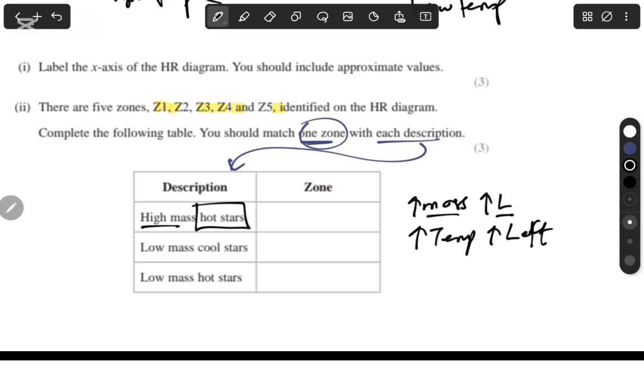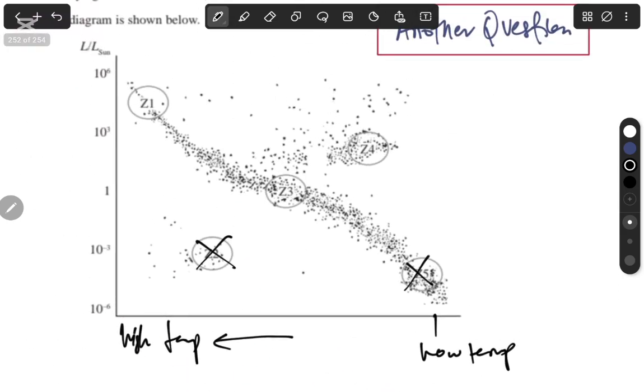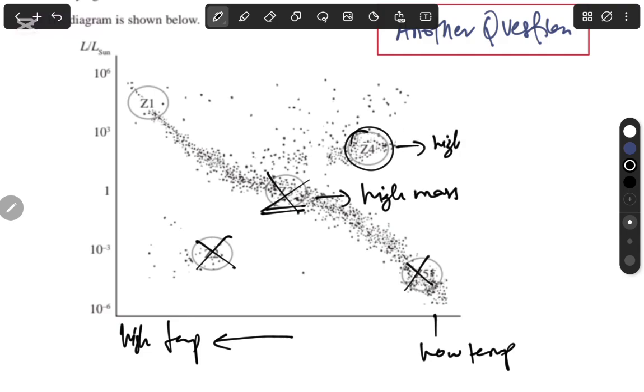Then they say the star is hot as well. That means it's more to the left hand side. So high mass and high luminosity, which means the star needs to have a lot of mass and a lot of luminosity. Now we know we cannot go with the Z3 region because that isn't the hottest, and neither does it have the high mass. So this is wrong. We can see that there is another region, Z4, which has a higher mass, and an even higher mass is found in this region, which is Z1.